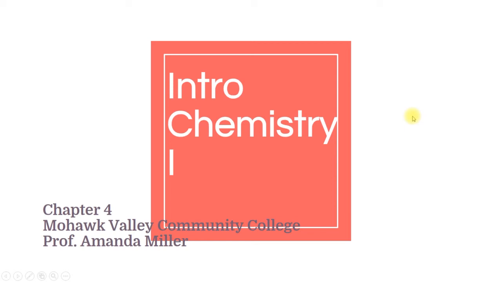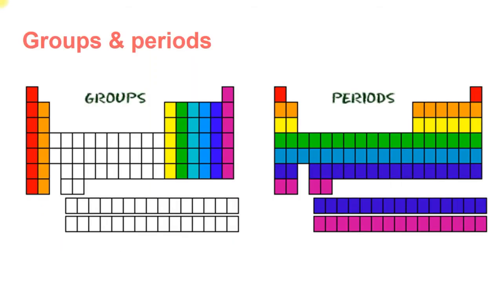Hey guys, so we're going to pick up here with chapter 4. And this chapter is all about the periodic table. Okay, so first we need to have some basic nomenclature to orient ourselves in how we talk about different elements in the periodic table.